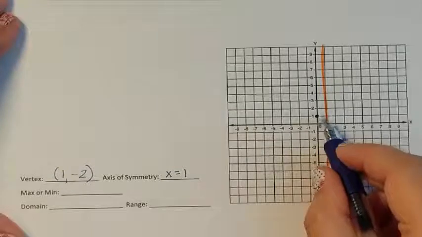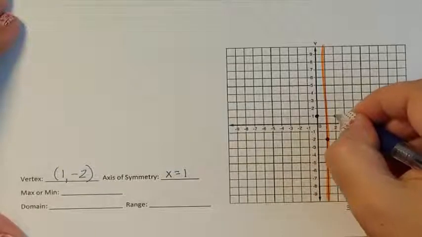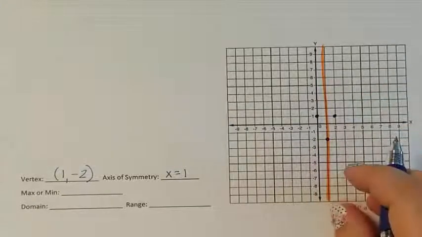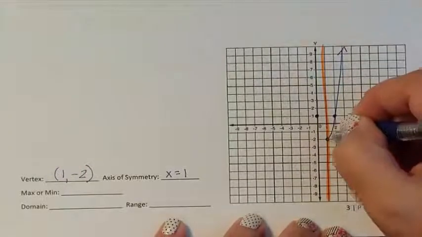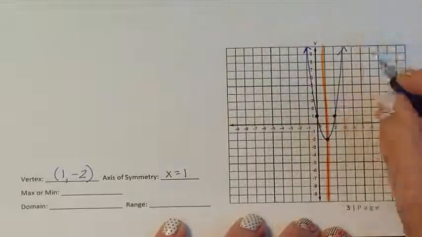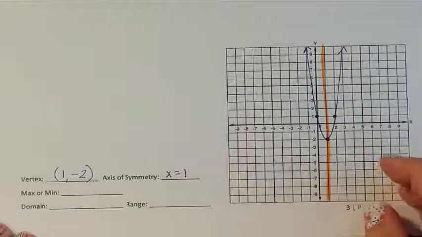He's 1 away from the axis of symmetry. So his partner is also 1 away from the axis of symmetry. In Algebra 1, that's all we needed to find in standard form. So connecting these into a smooth U shape, you have your parabola, your quadratic function.